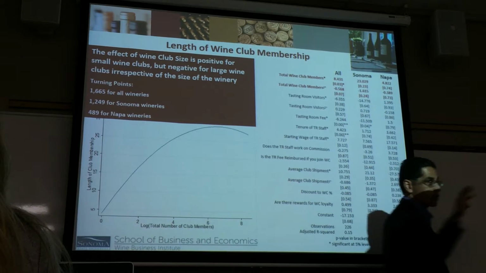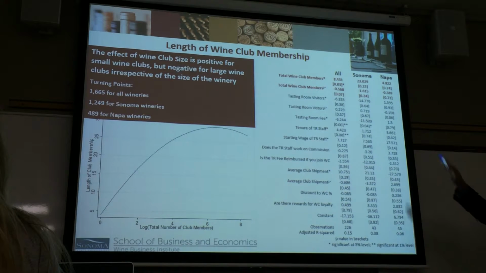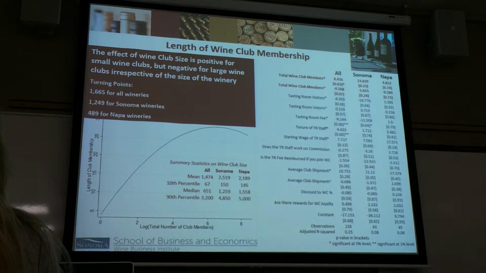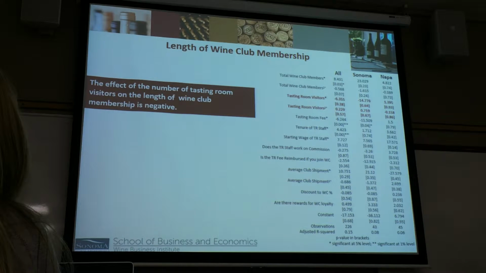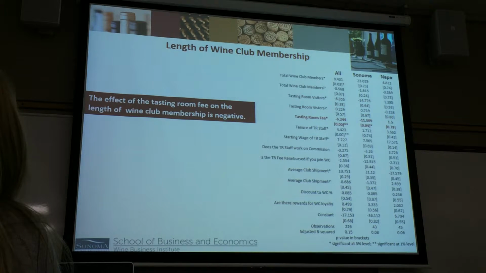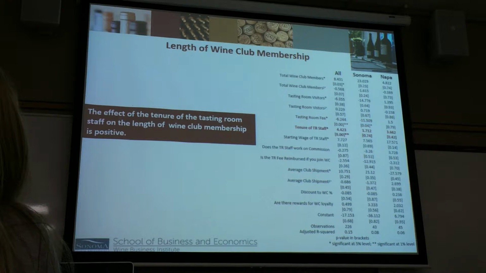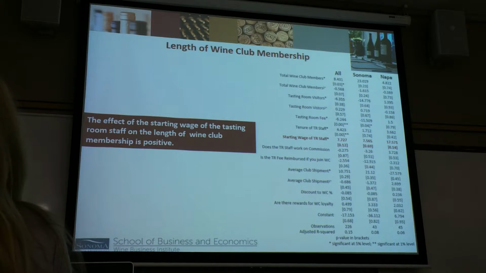Now, I tested the same approach when we looked at visitors, and I didn't see that threshold of diminishing returns. Tasting room visitors was negative on membership. So you also don't want to join a club that has a packed tasting room. More tasting room visitors generally led to shorter length of club membership. Tasting room fee, mostly negative except for in Napa. Tenure of staff, mostly positive. Wage, mostly positive, which makes sense.